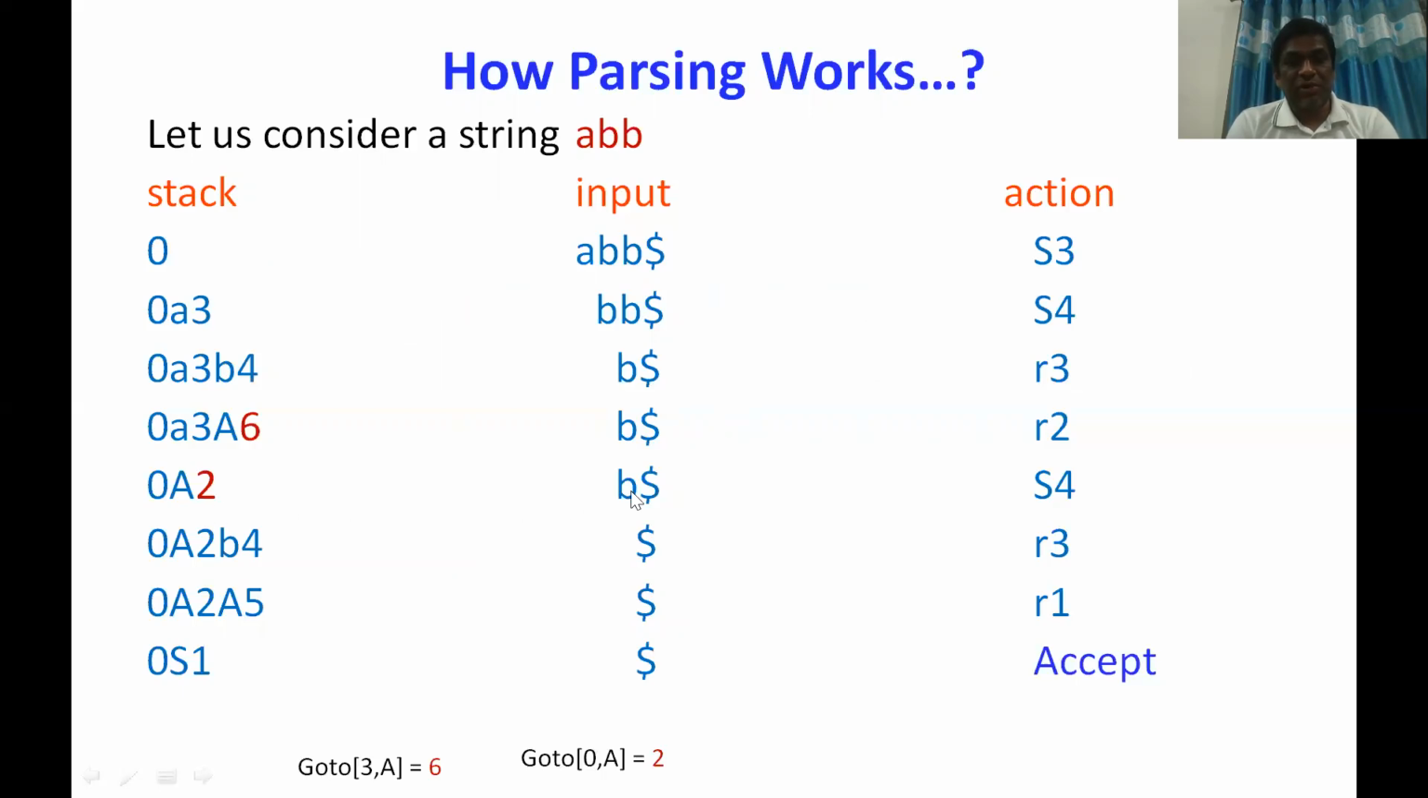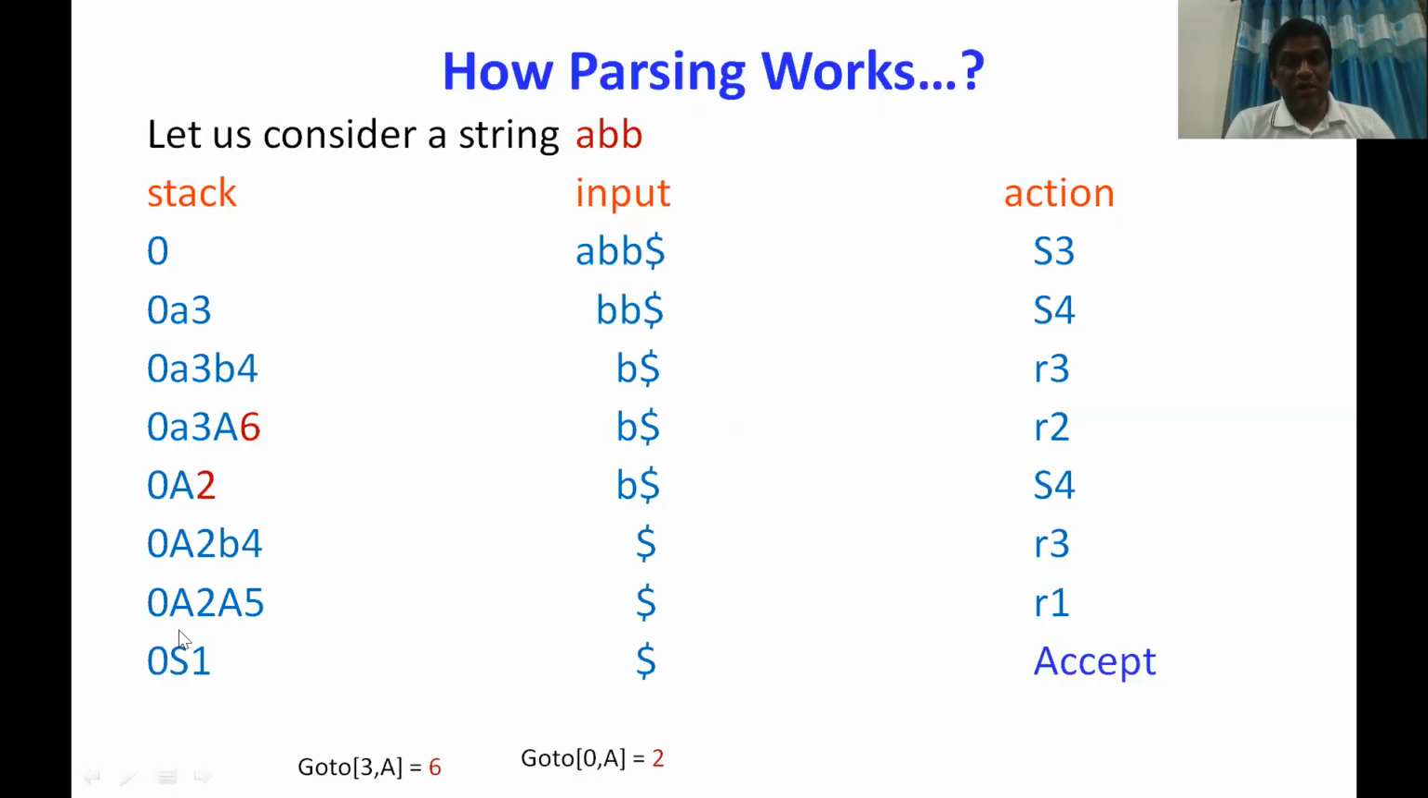Now the combination is 2 comma b. 2 comma b says shift 4, so b comes over here along with 4, b4. Now it is 4 comma dollar, reduce 3, and if you reduce with 3, b4 will be removed, and A will be added. Goto of 2 comma A is 5, so it will be added here. And then 5 on dollar is reduce 1. Reduce 1 contains two symbols, so remove 4 symbols from the stack. So A2, A5 will be removed, and then the starting symbol S will be added here.